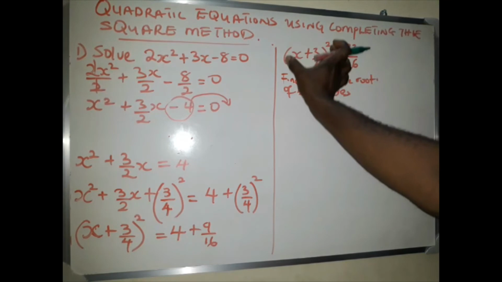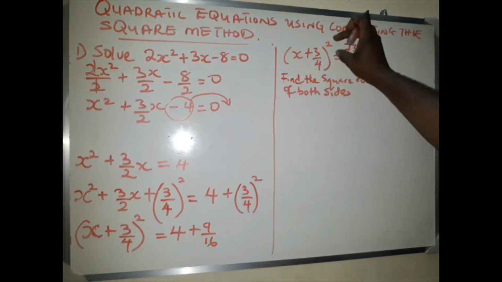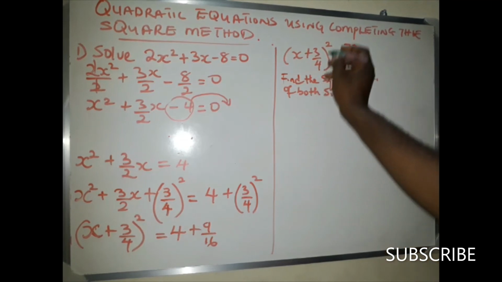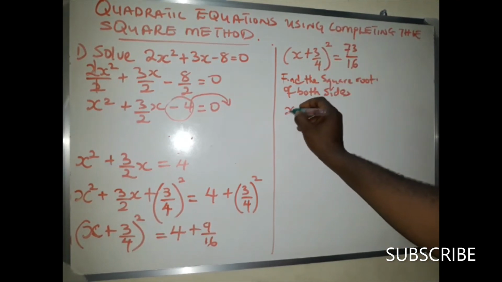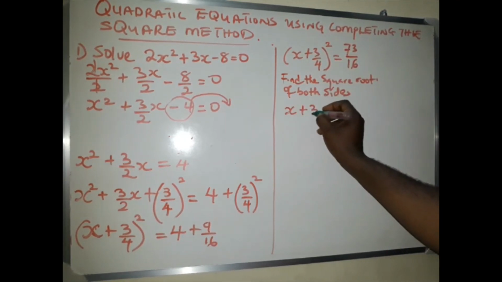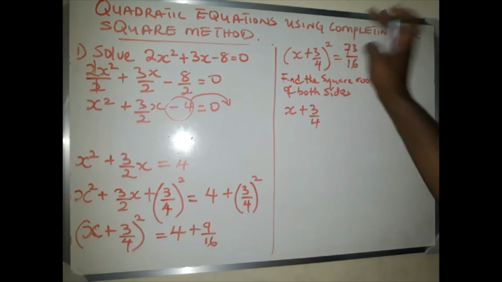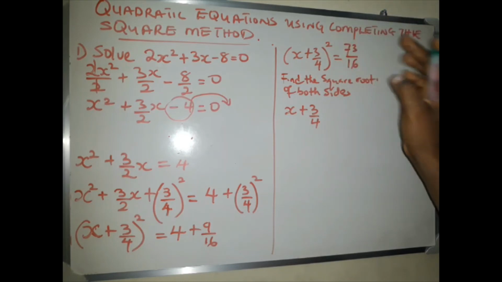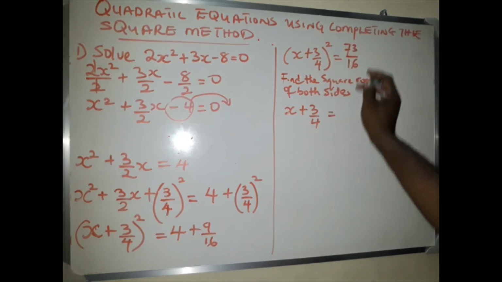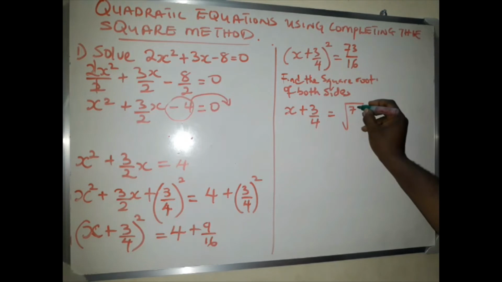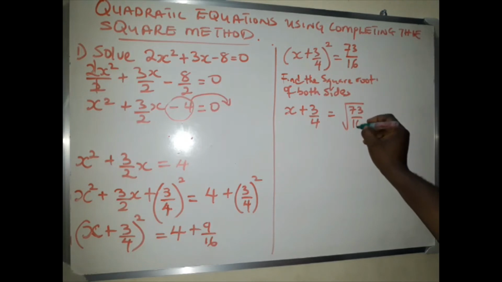When you find the square root of the left hand side, because there's a square here, it will effectively cancel that square. So what you will have left is x plus 3 over 4, because the square root will cancel this, we eliminate the square. But on this side, since you don't have any square here, the square root sign will now take effect. We give you this square root of 73 all over 16.